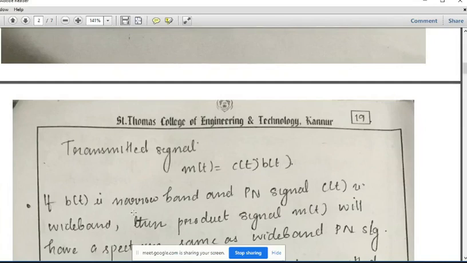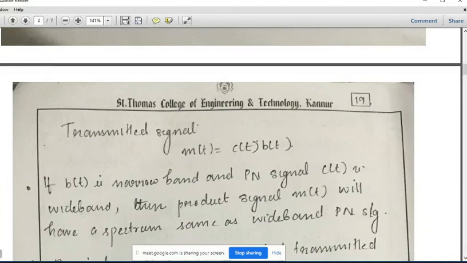So if b(t) is narrow band and the PN signal c(t) is wide band, that is, our data signal is a narrow band signal. Our original message signal is a narrow band signal. It's a band limited signal. So this b(t) is a narrow band signal, and the PN signal c(t) is a wide band signal. Then the product signal m(t) will have a spectrum same as the wide band PN signal. So the product m(t) will have a wide band spectrum, the same as that of the wide band PN signal.